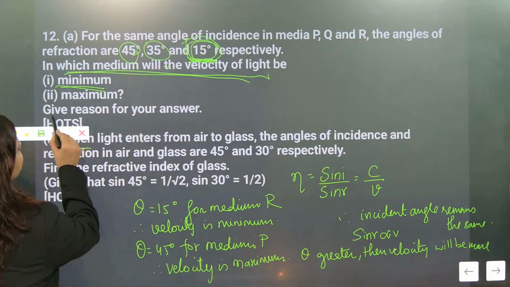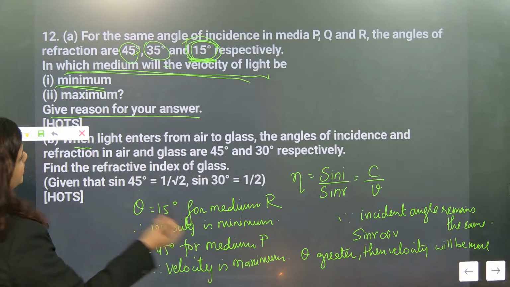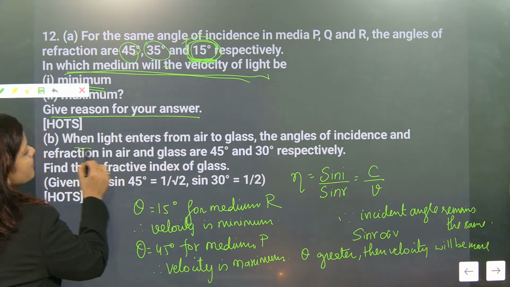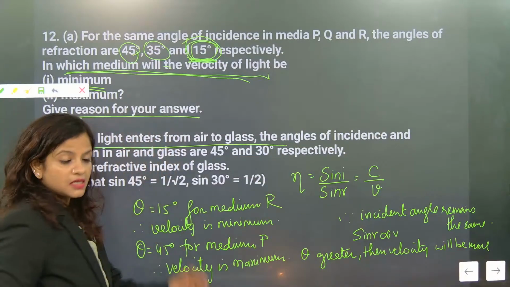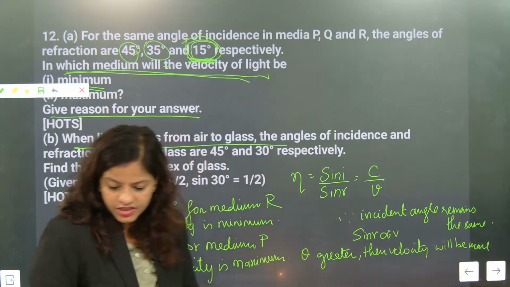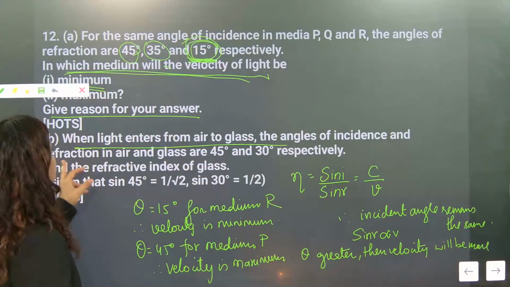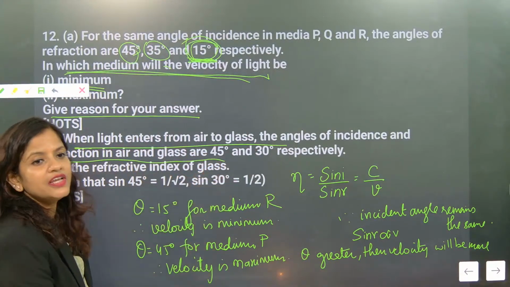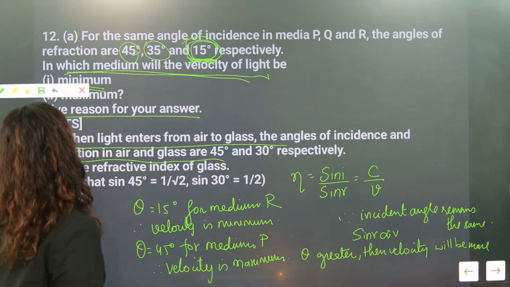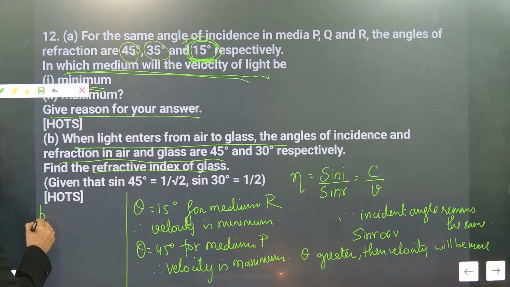Now next, give reason for your answer. Yes, we have written it already. Now the next part of the question: when light enters from air to glass, write nicely. This part of the question is very important. They're telling that when light enters from air to glass, the angles of incidence and refraction are 45 degree and 30 degree. So what is the refractive index? It's a direct formula.